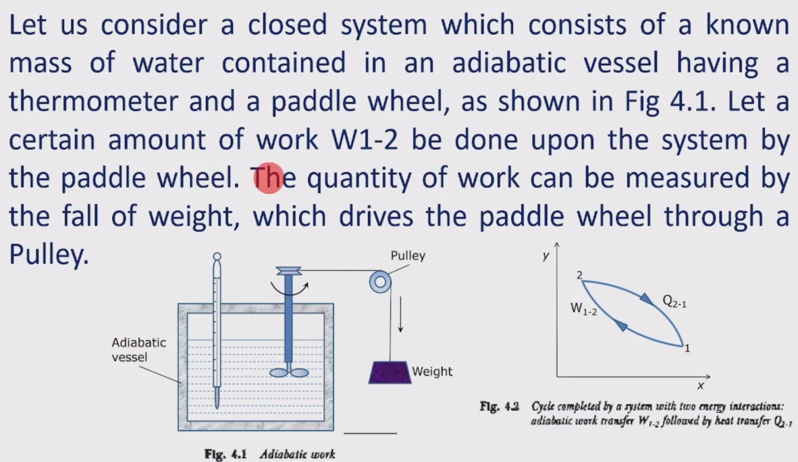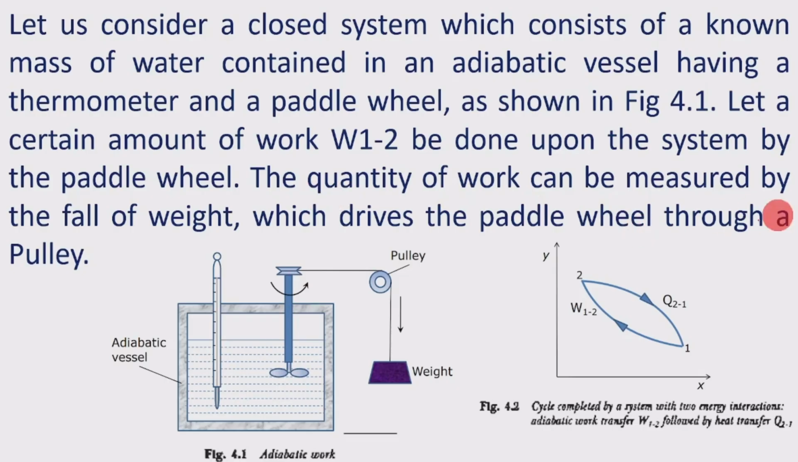Let a certain amount of work W1-2 be done upon the system by the paddle wheel. When it stirs, a particular amount of work is done. That is a stirring work, or a paddle wheel work. The paddle wheel work is done on the system. The closed fluid is the system. On the system, W1-2 amount of work is done.